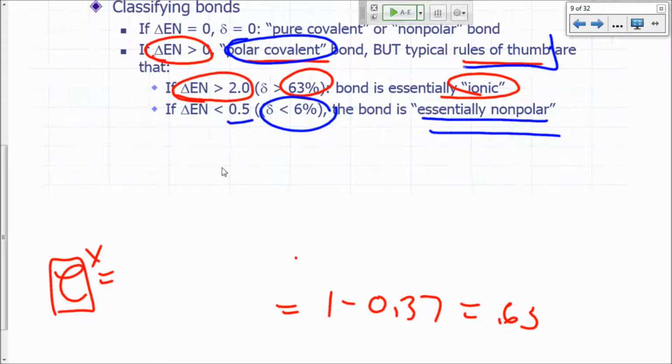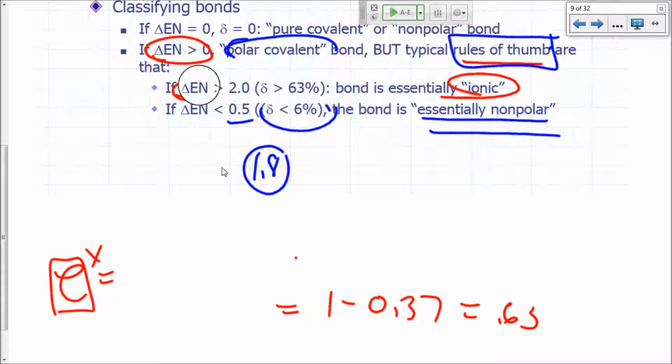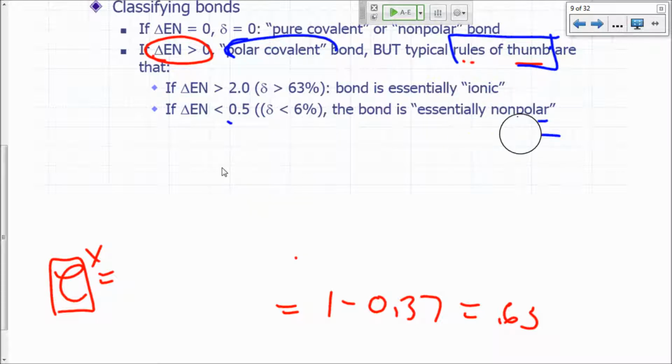Now, keep in mind, these are just rules of thumb, and they vary depending on textbooks. Some textbooks would have 1.8 as a threshold between ionic and covalent. So these are just rough rules that you can use to gauge whether you're looking at an ionic bond, a nonpolar bond, or a polar bond. So keep those in mind. That's what you need.